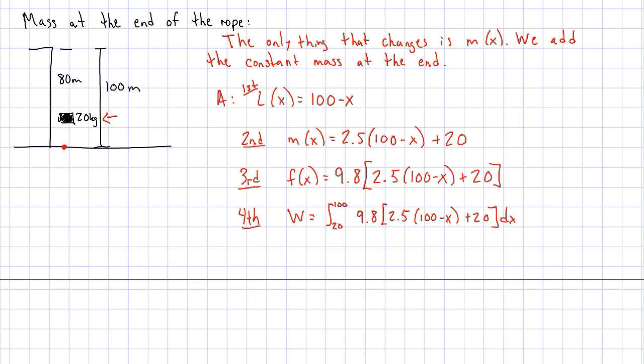I encourage you to either use technology to integrate that, or you can simplify it algebraically. You certainly don't want to leave it this way. You'd want to probably simplify it before you actually evaluate it. But the answer for this one will be 94,080 joules. So that's what happens if we have a mass at the end of the rope.